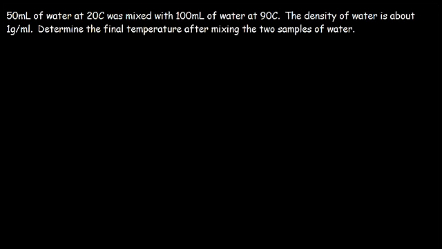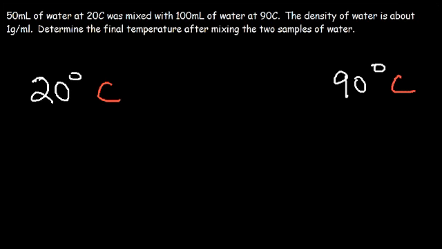"50 milliliters of water at 20 degrees Celsius was mixed with 100 milliliters of water at 90 degrees Celsius. And we know the density of water, it's about 1 gram per milliliter. Determine the final temperature after mixing the two samples of water." So we have a 20-degree sample, and we have a 90-degree sample. If we add 20 and 90 and divide by 2, the average, or the midpoint, is 55 degrees.